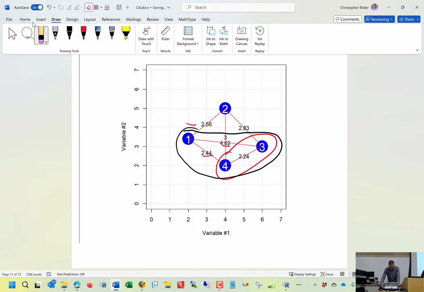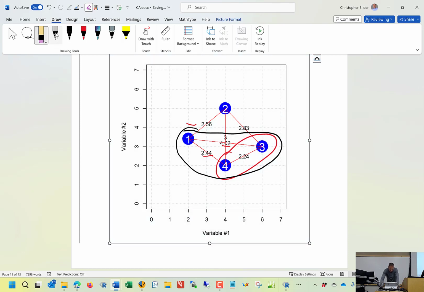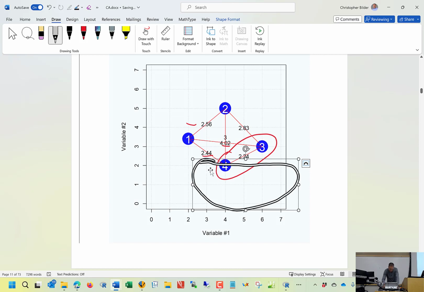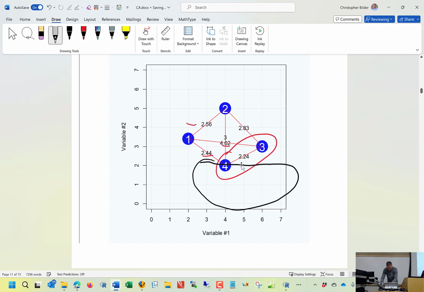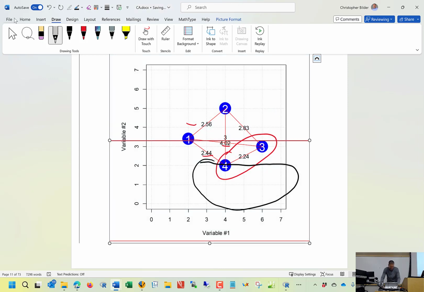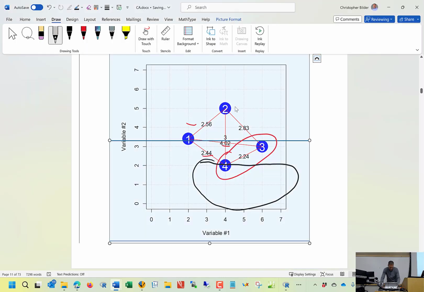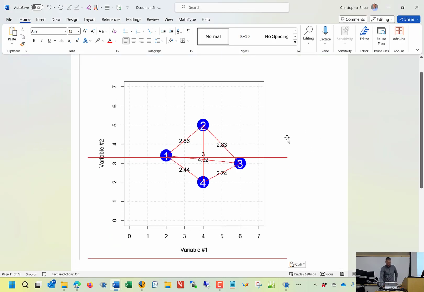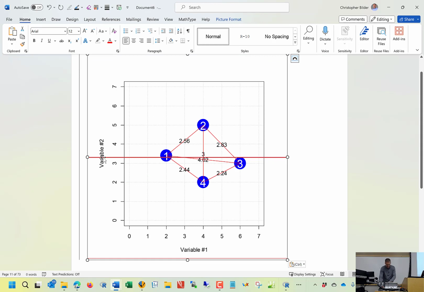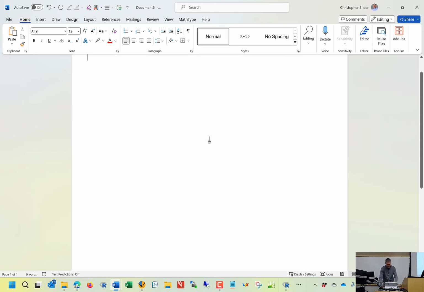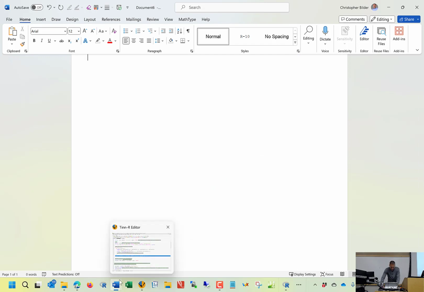Come on, my eraser's not working here. We'll just do it a different way. Okay, we'll try this. There we go. We'll try this one more time.